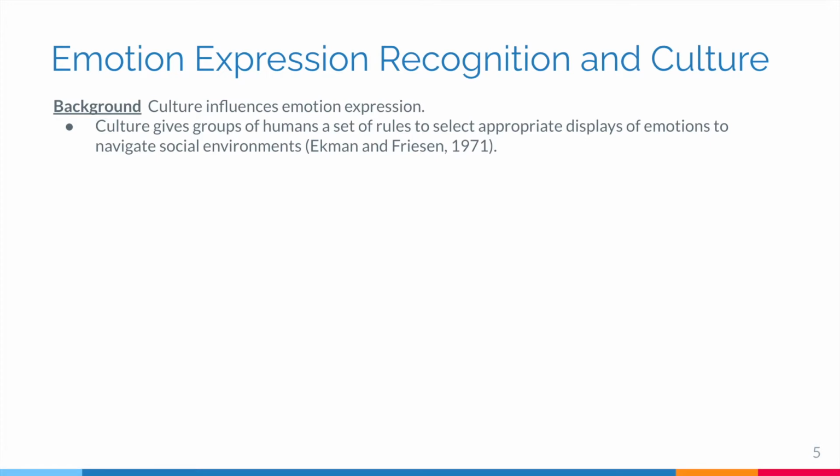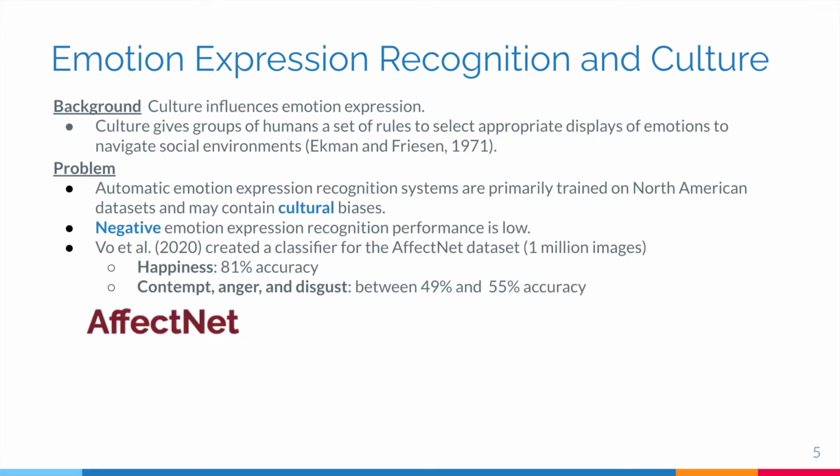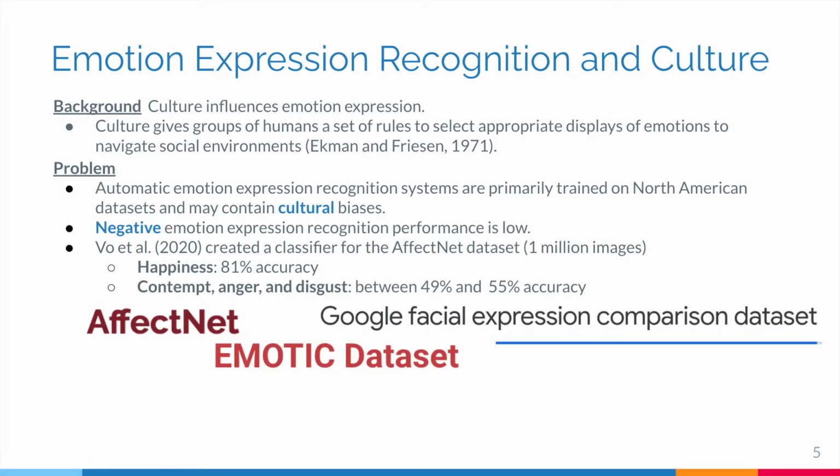Although there have been recent developments investigating culture's role in emotion expression recognition systems, there is still much that needs to be done. One such hurdle is that of available datasets, which primarily contain Caucasian or North American training samples. This can lead to cultural biases when training. As well, negative emotion expression recognition performance is low compared to happiness, which usually garners around 81% accuracy, depending on what dataset is being used, whereas contempt, anger, and disgust are usually around 49% to 55% accuracy.